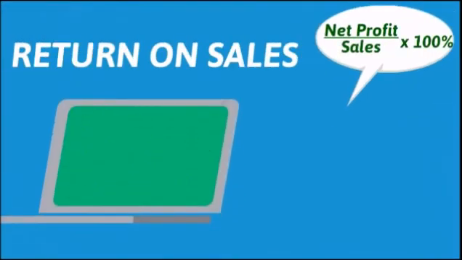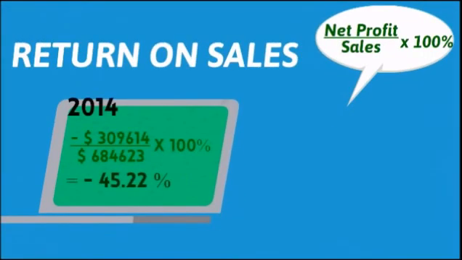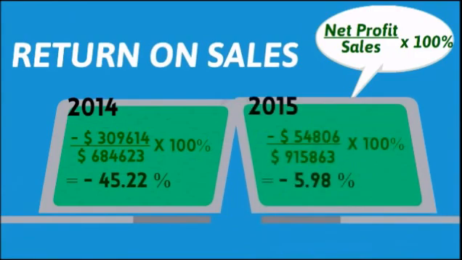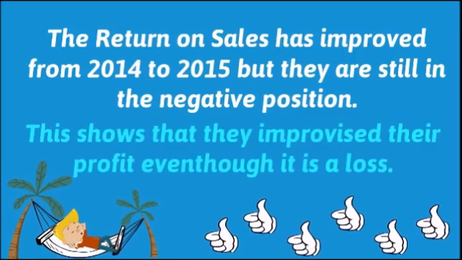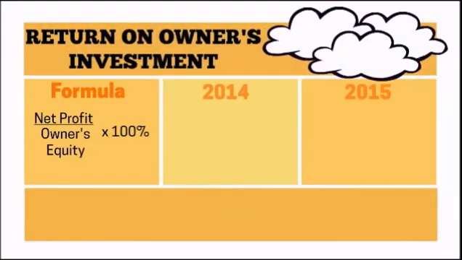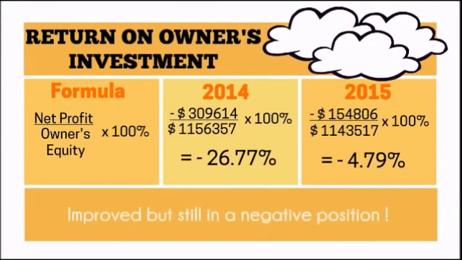The return on sales in 2014 is negative 45.32% and in 2015 is negative 5.98%. The return on sales has improved from 2014 to 2015, but they are still in a negative position. This shows that they improved their profit even though it is a loss. Return on investment has improved but still in a negative position.